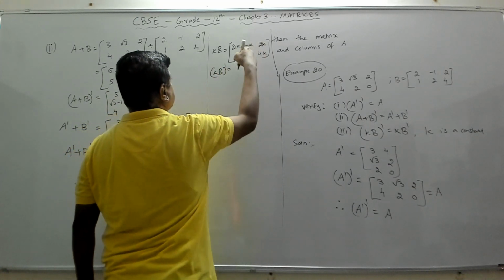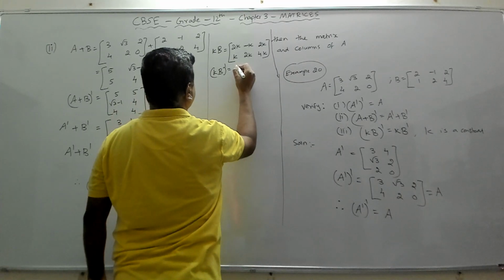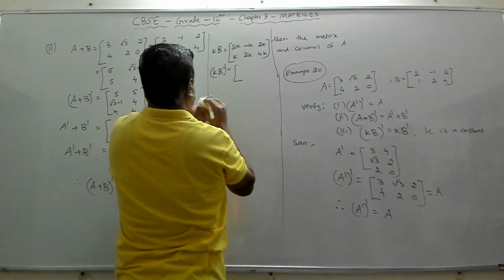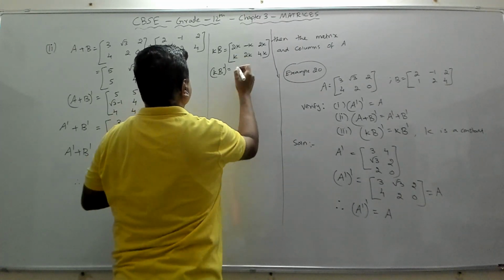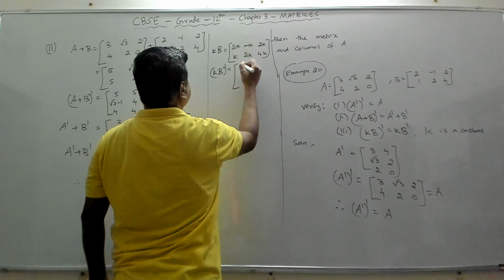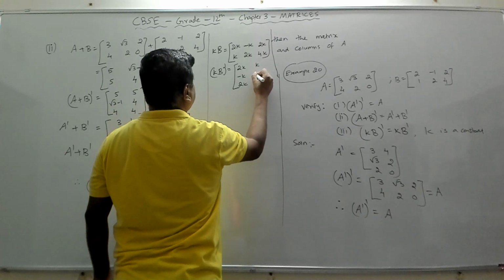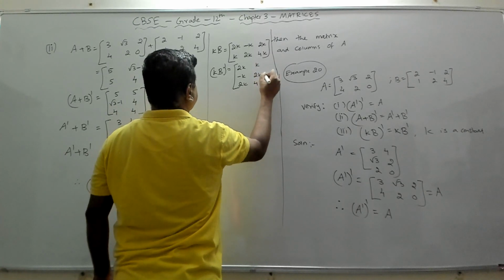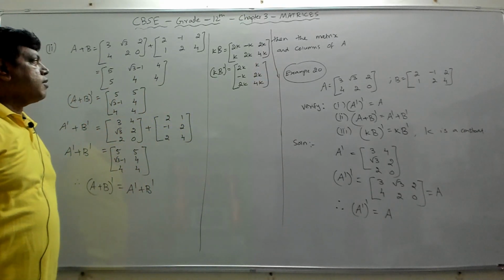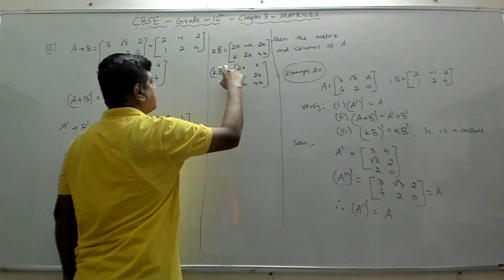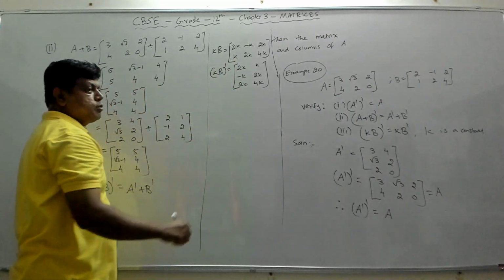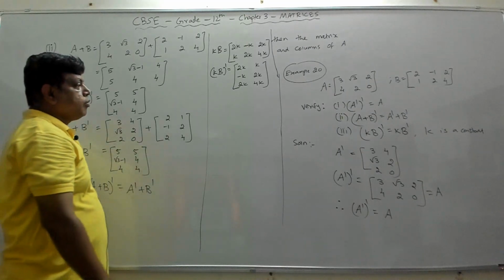That is the transpose of this. So what is the transpose of this? I write the rows in terms of columns. So 2K, minus K, 2K, then K, 2K, 4K. So this is our KB transpose, KB, the whole transpose. So we have got the LHS.